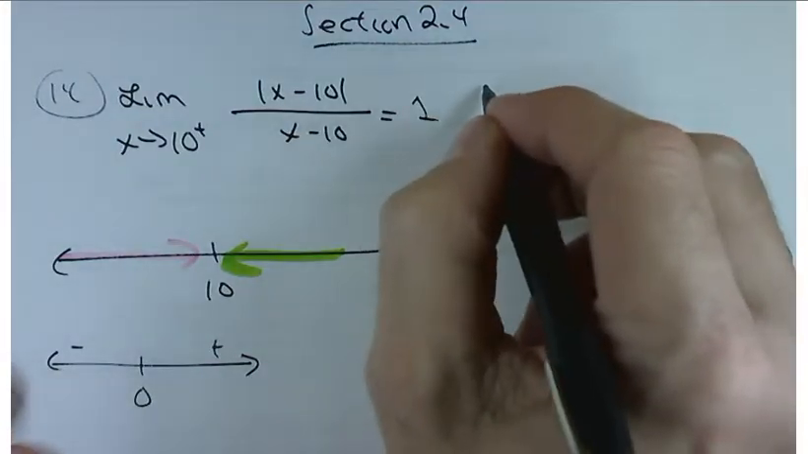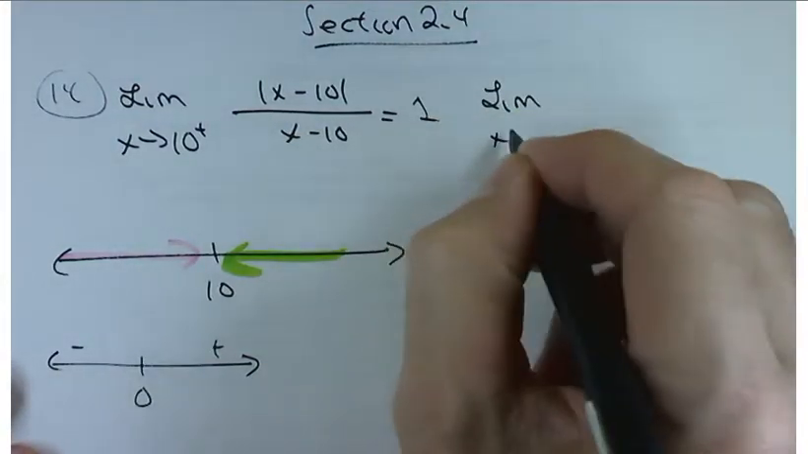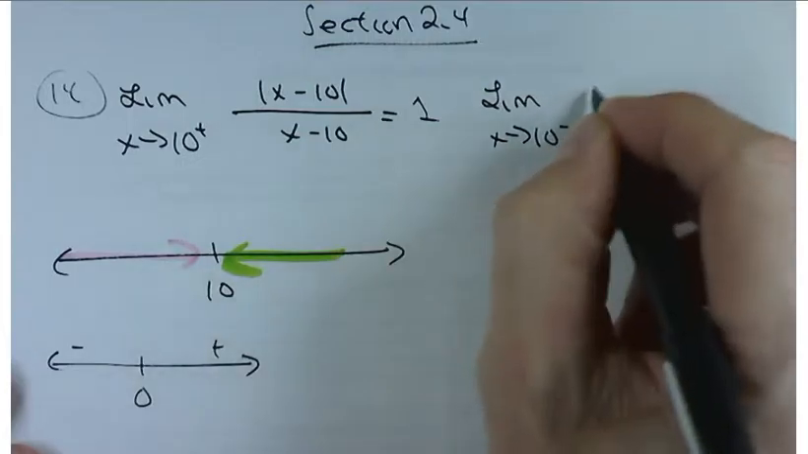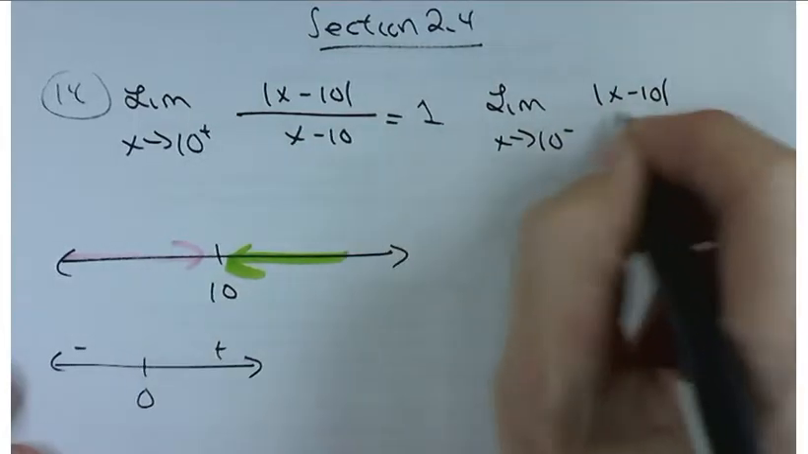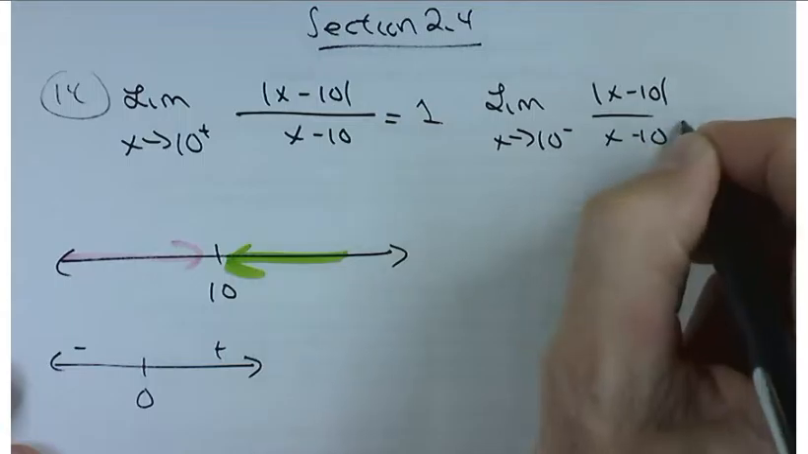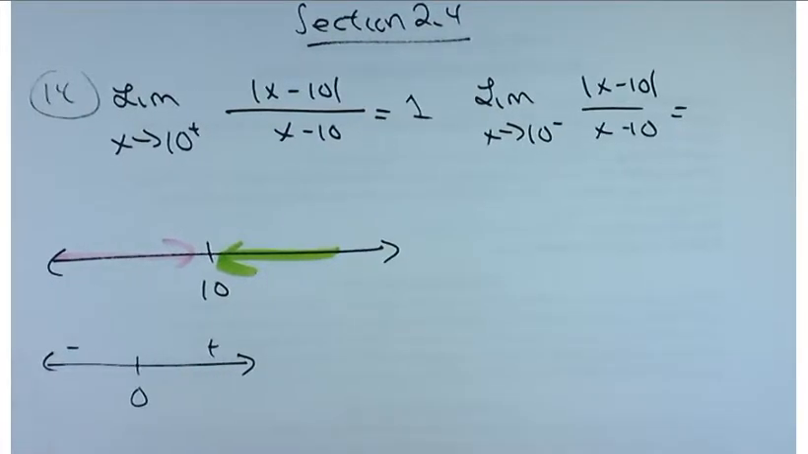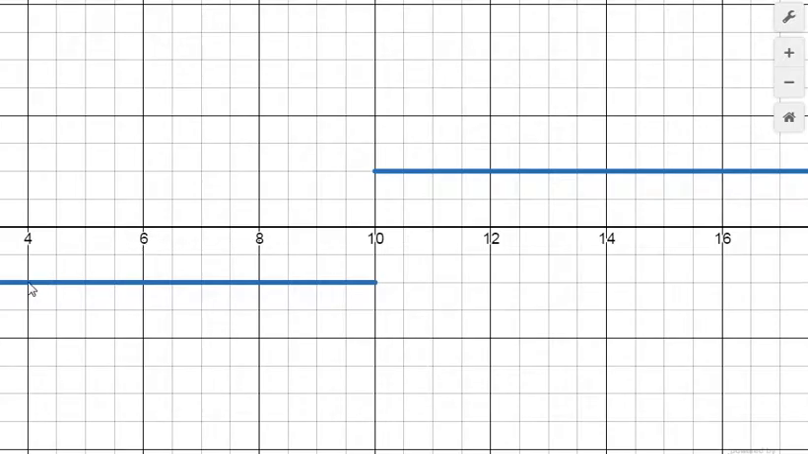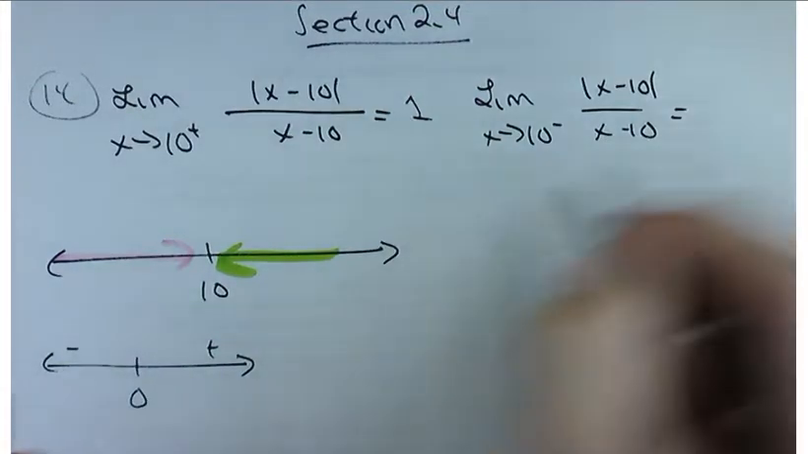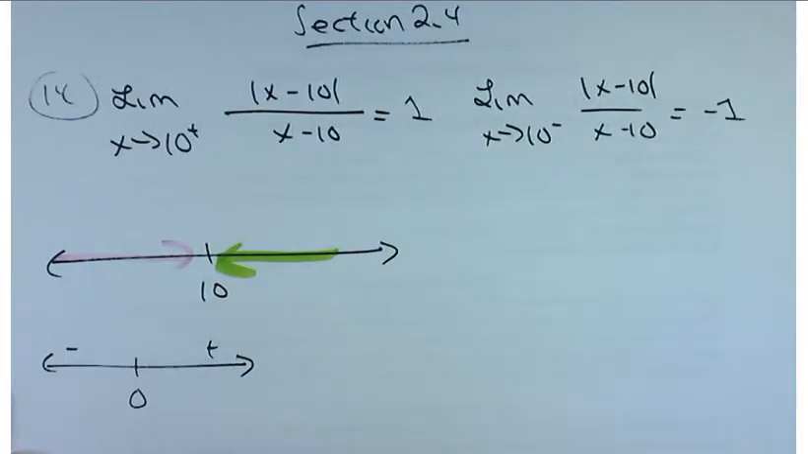Let's change things up a little bit. What if I ask you the limit as x approaches 10 from the negative side of the absolute value of x minus 10 over x minus 10? Let's take a look back at the graph. As you approach from the left, now you're at -1. So in this case, it makes a difference as to which limit you're using. So that's -1.